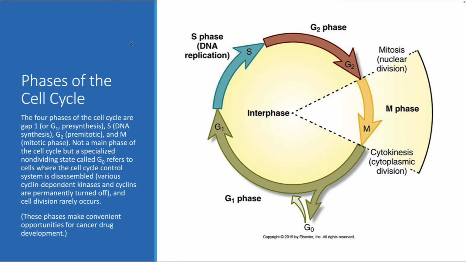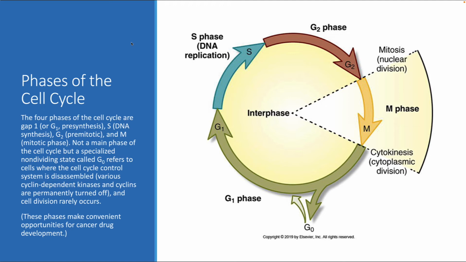Now, how does the cell know when to get ready to reproduce or divide? How does it know when to divide? How does it know when to stop? Well, those are all functions of this very complex thing called the cell cycle. It's important that you have some familiarity with this because a lot of chemotherapeutic agents are targeting specific phases of the cell cycle.